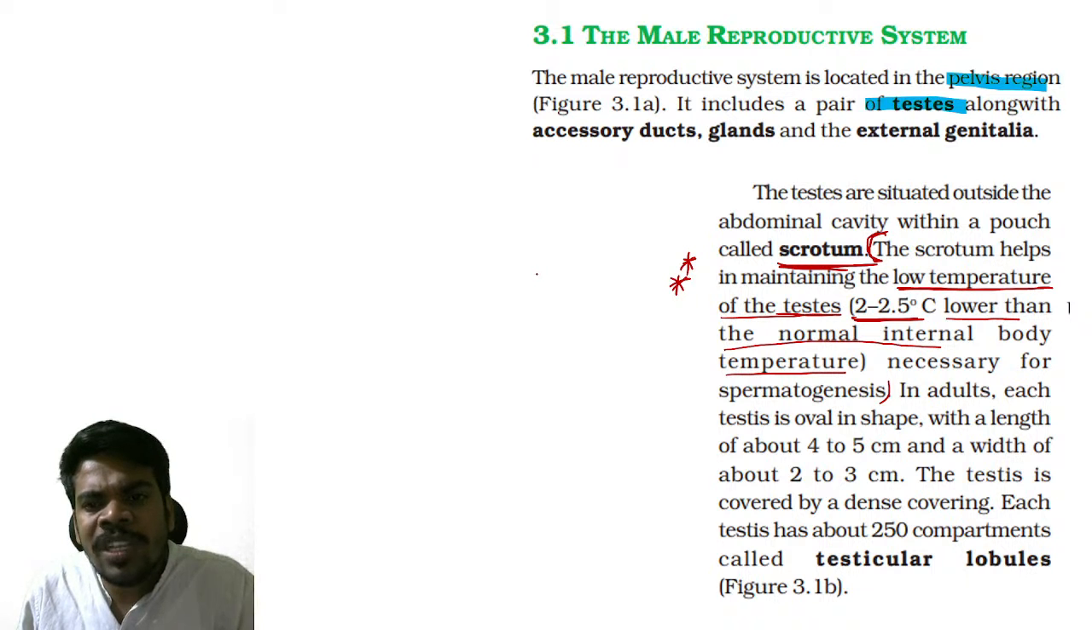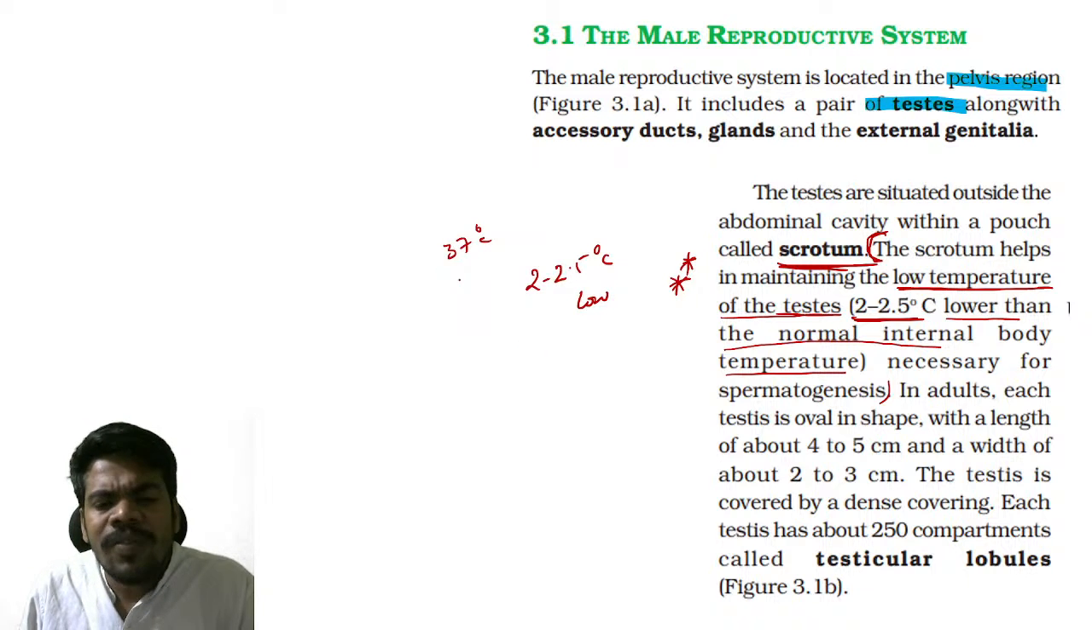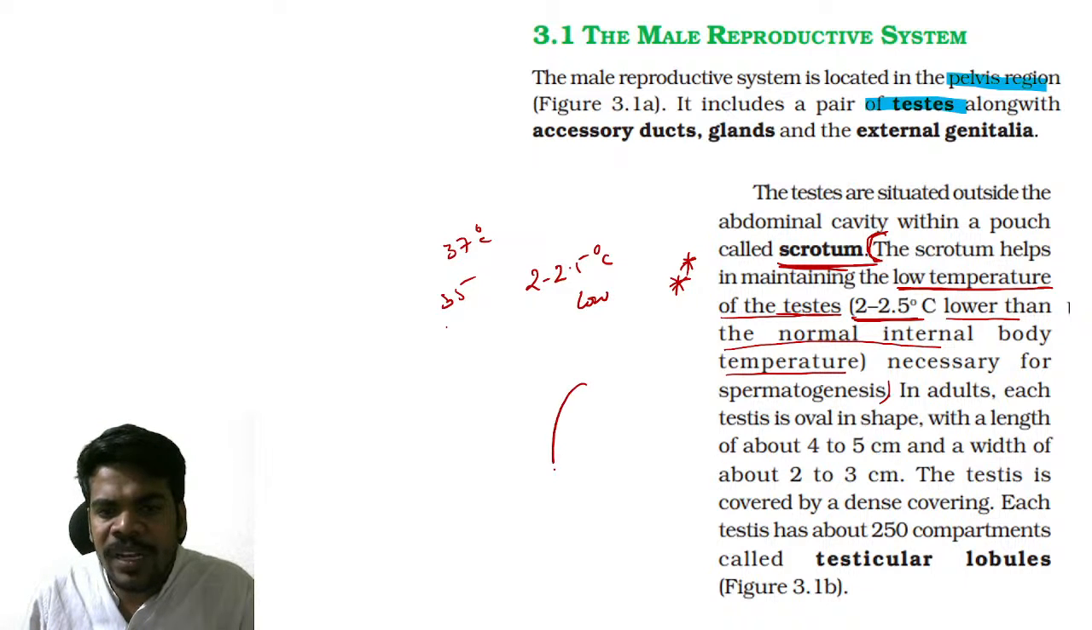The suitable temperature is how much? 2 to 2.5 degrees centigrade lower than the normal body temperature. Normal body temperature is 37, for example. Lower than this means 35 or 34.5, like that. Okay, in adults, each testis is oval in shape. Testis is oval in shape, and the length and the width, please note this down.